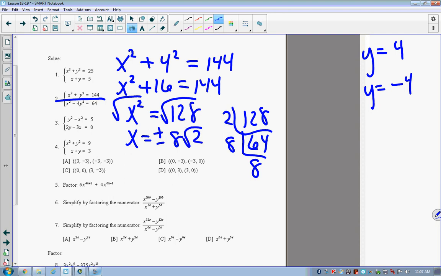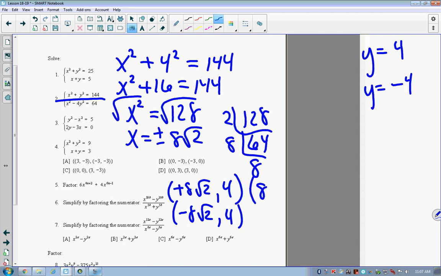So my 4 coordinates come out to, I get positive 8 radical 2 with 4. I get negative 8 radical 2 with 4. I get 8 radical 2 with negative 4. I get, let's see, and I get negative 8 radical 2 with negative 4. Those are my 4. Okay? Do we understand that? I've got 4 solutions there. So I get every combination of positive and negative with my x and my y. Okay, because of the squares.